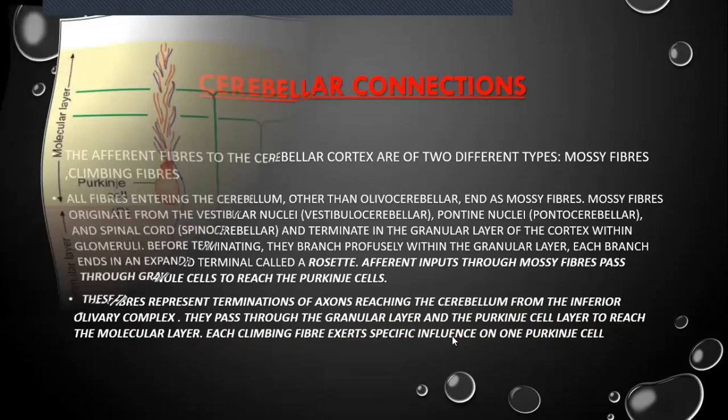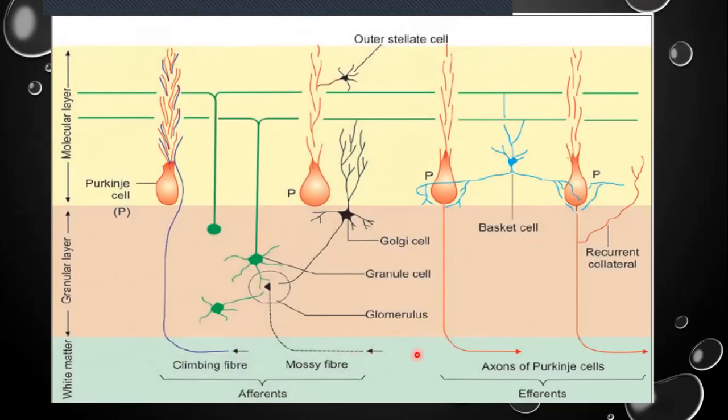Now, let me show you that. Here, you can see this is a climbing fiber from the olivocerebellar tract. You can see it is passing through the granular layer, then it will pass through the Purkinje cell layer, then it will synapse with the dendrites of the Purkinje cell. Then the Purkinje cell will send its axon to the cerebellar nuclei. Then here you can see a mossy fiber which is terminating in the glomerulus.